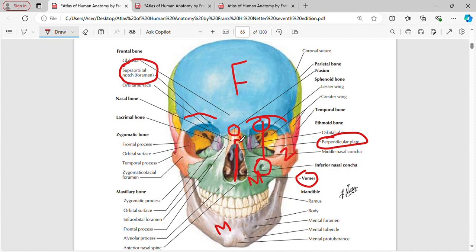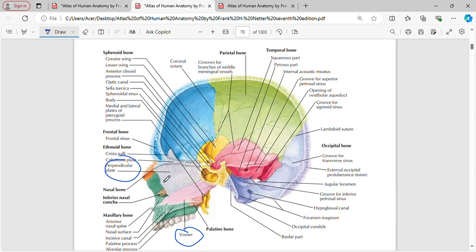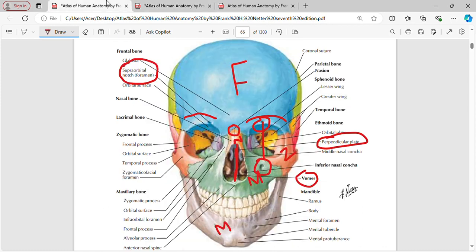The superior and the middle nasal concha are a part of ethmoid bone. Here, they're the part of ethmoid bone, right? But the inferior nasal concha is a completely separate bone. Never ever confuse it with the vomer, right? Keep it in your mind that the inferior nasal concha is a separate bone, neither a part of ethmoid, nor a part of vomer, right?